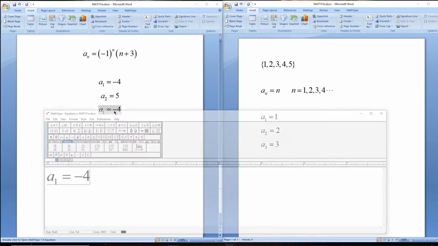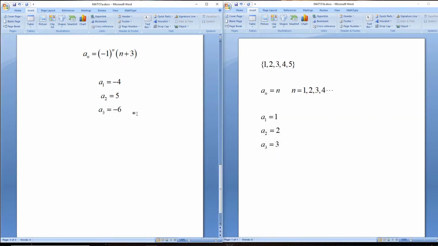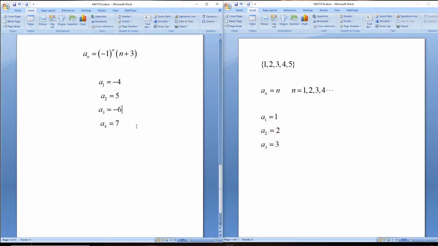And so let's list out the third number. So now n equals 3. So minus 1 cubed is now a minus again. And then 3 plus 3 is 6. And again, why are we stopping with 4? Because that's what the book is telling us. The book is saying just list out the first 4. So n equals 4. Minus 1 to the fourth is a positive 1. And then 4 plus 3 is 7. And there we go. We have listed out the first 4 numbers of this sequence.